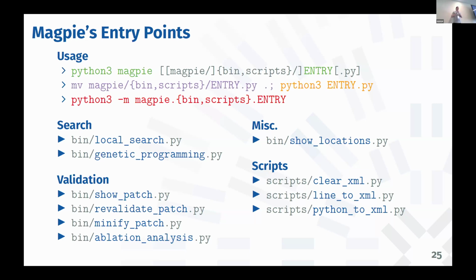It will find it. You can have your own entry point, especially if you want to write your own or change the experimental protocol. You can move it to the top level, and it will work. You can move it from magpie/bin to the top level, and then simply run python3 on the name of your script. It will work. And if you're an expert with Python, you know what python3 -m is.